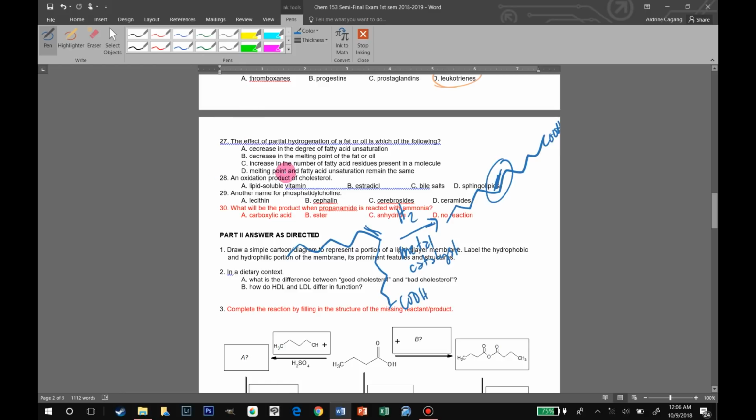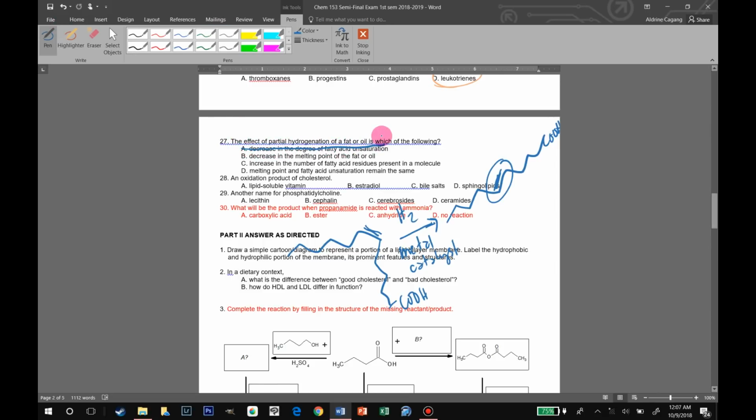So among the four choices, which of the following is going to be the correct answer? So this is going to decrease the degree of unsaturation. Nope, that is actually wrong because you're not getting rid of the double bond at the end. So letter A is wrong.